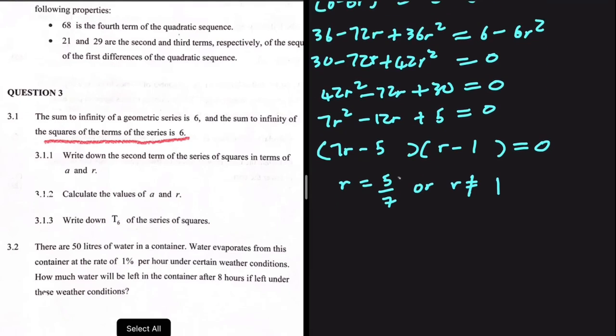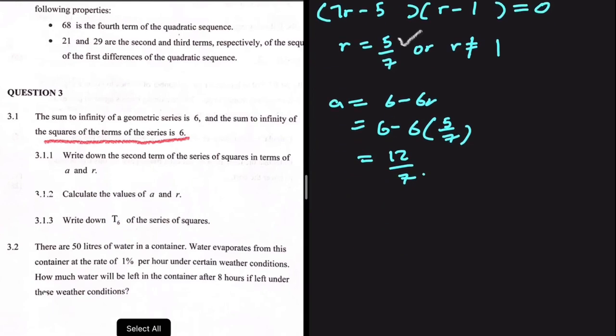Now we can find the value of a. We know that a is equal to 6 minus 6r. So we're going to have 6 minus 6 multiplied by 5 divided by 7. So the value of a is 12 divided by 7. Let's go ahead and do 3.1.3. Write down T6 of the series of squares. Under normal circumstances, T6 is equal to A r to the power of 5.